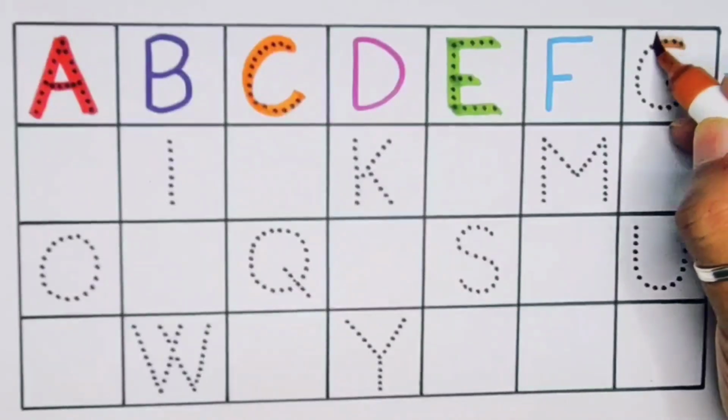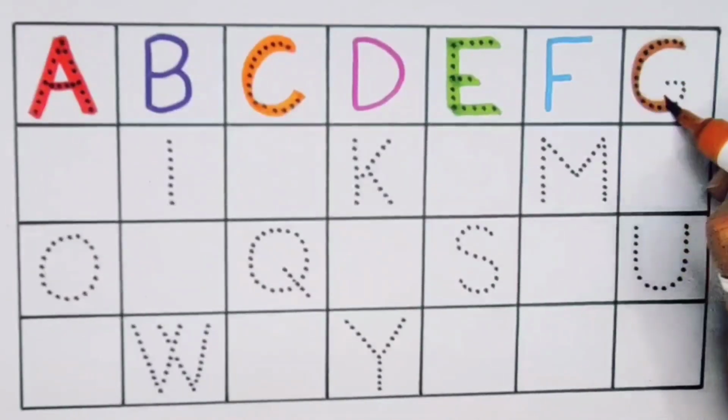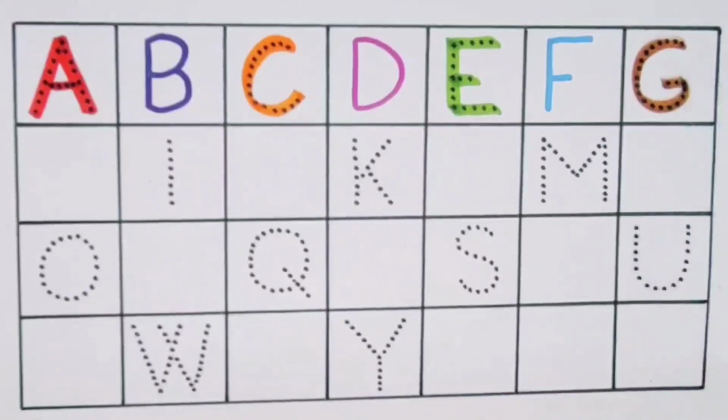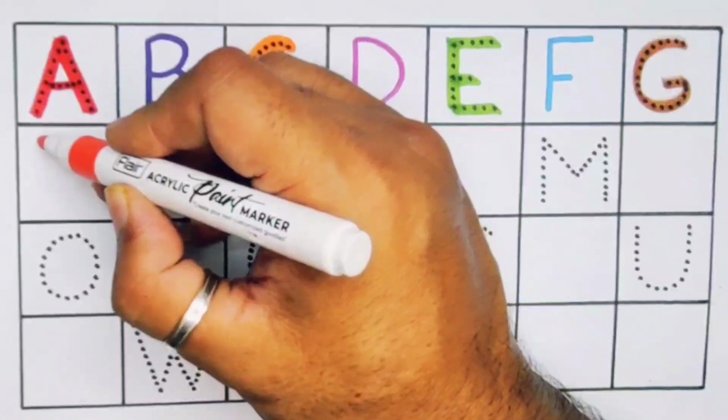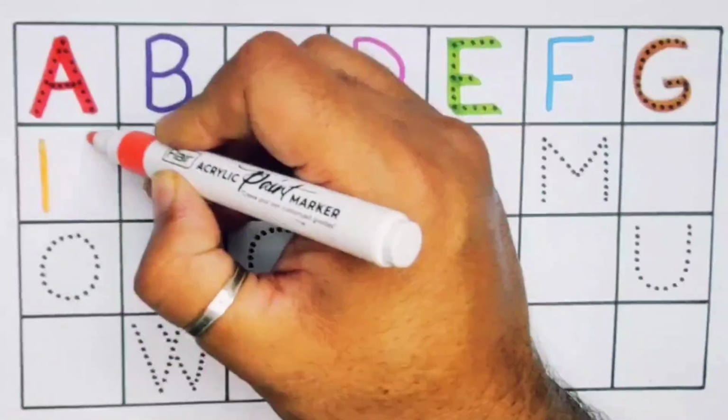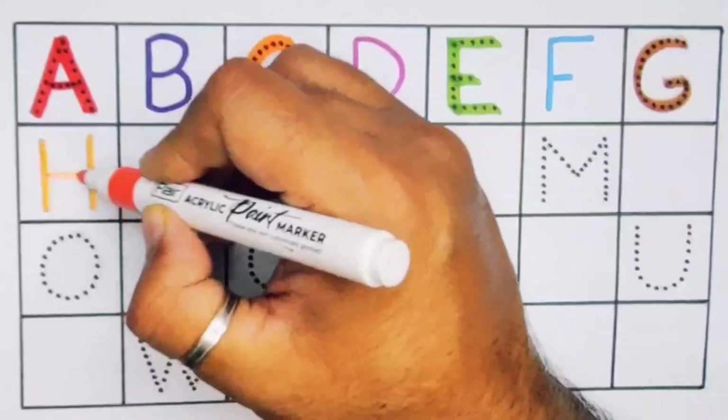Next kids G. G for giraffe. Next kids H. H for house.